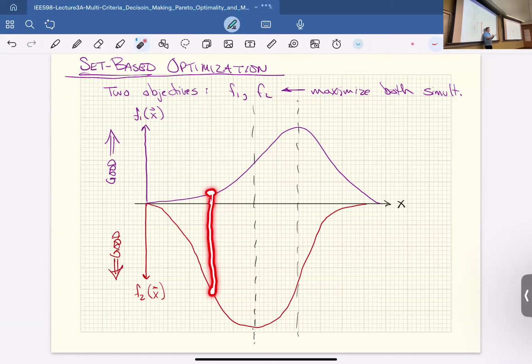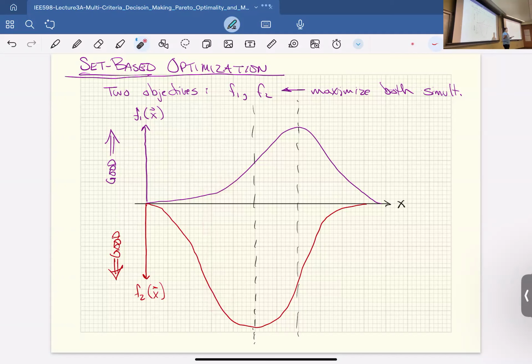Bigger? Why bigger? I agree with you, but why? It'll be better in which objective? Both. Right. It'll be better in both, because here this is getting better, and here this is getting better. That's what we call a Pareto improvement.